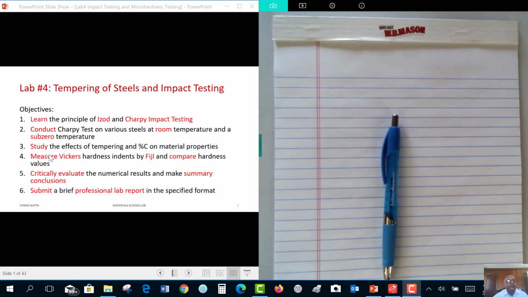A second part of the lab is we are going to measure Vickers hardness by measuring indents using Fiji, and we are going to compare the hardness values to those we get from the machine. And then, of course, as usual, we are going to critically evaluate the numerical results and make summary conclusions. At the end of this lab, you are going to submit a professional lab report in the specified format.